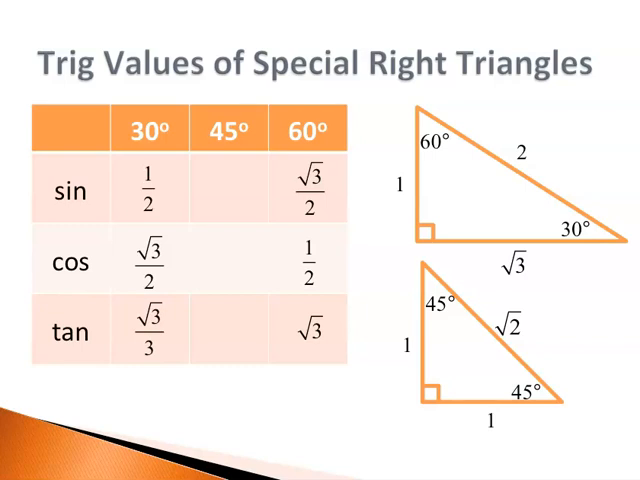Okay, now let's look at the 45, 45, 90 triangle. So for sine, it doesn't really matter which angle you're looking at, because they're both 45-degree angles. The opposite and the adjacent side are both 1. So the opposite is 1 over the hypotenuse, which is root 2. Rationalize that denominator, and we have root 2 over 2. Cosine, same thing. The adjacent side is 1, and the hypotenuse is root 2. Rationalize that, we get root 2 over 2. And then tangent is opposite over adjacent. That would be 1 over 1, or just 1.